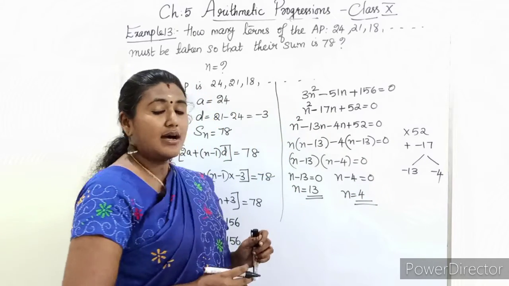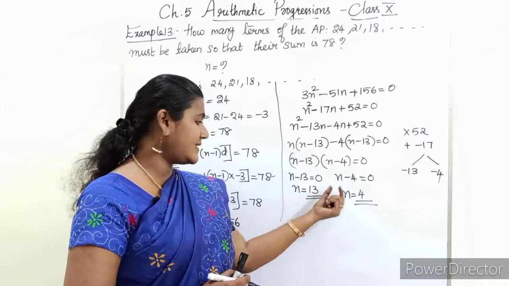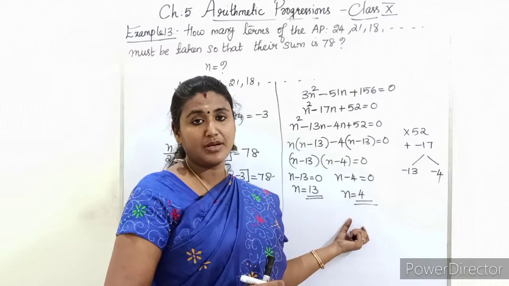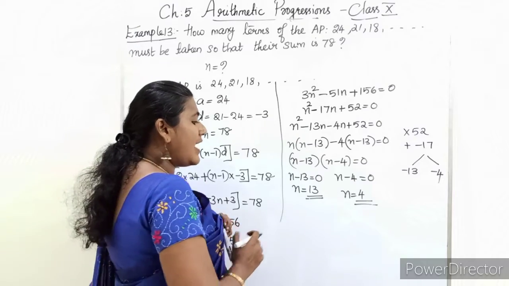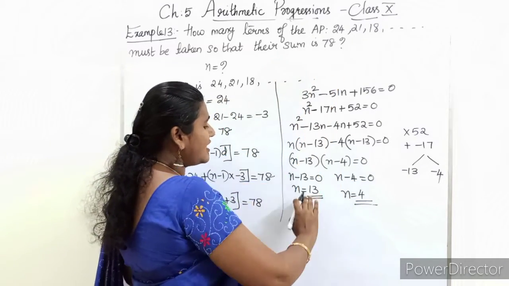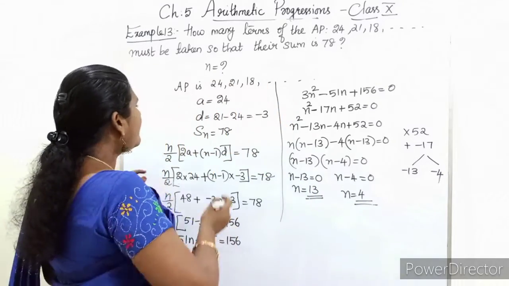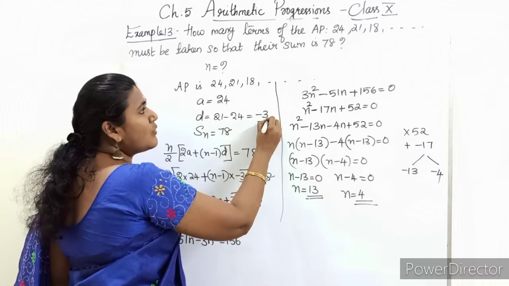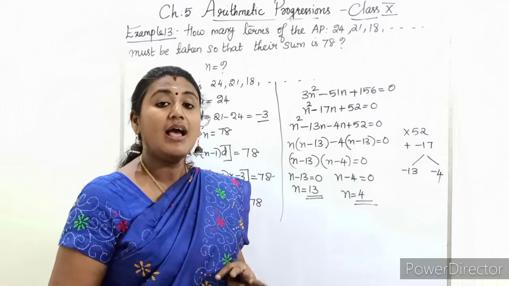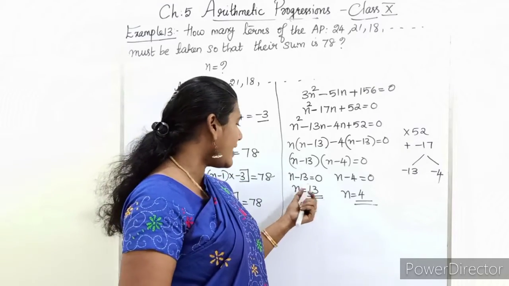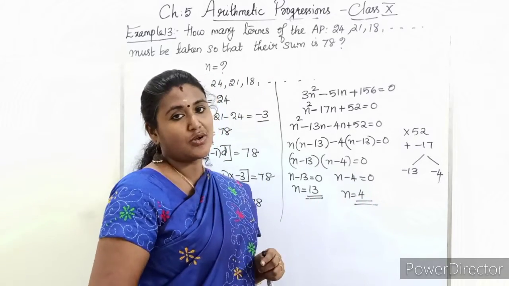So we got two values for n, and both are positive values. So in this case both the values are possible, so both the values are answers for the given question. Why? Because you will have a doubt: how will the first 4 terms' sum and the first 13 terms' sum be equal? Actually here the value of d is negative. So what will happen? Some terms in this AP will be positive and some negative and they will cancel. That is why S4 is also 78 and S13 is also 78.